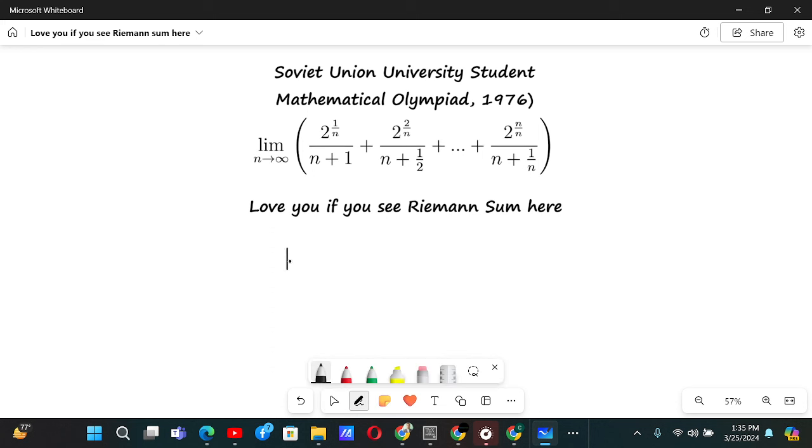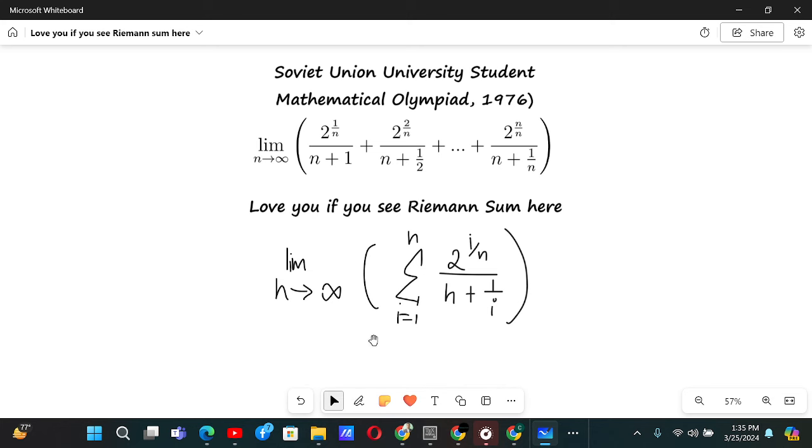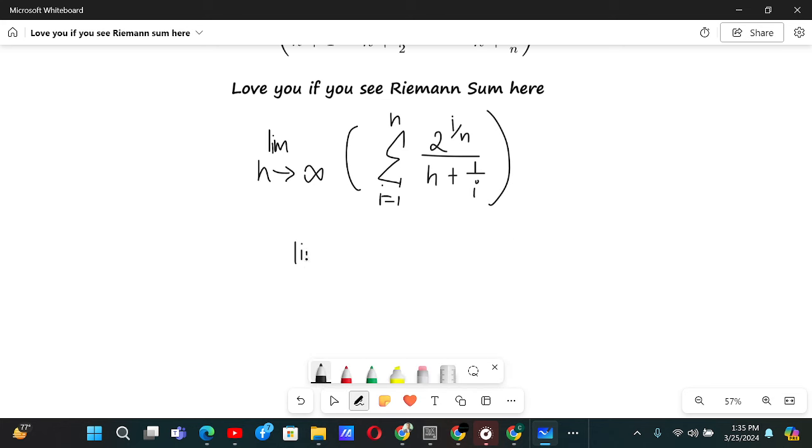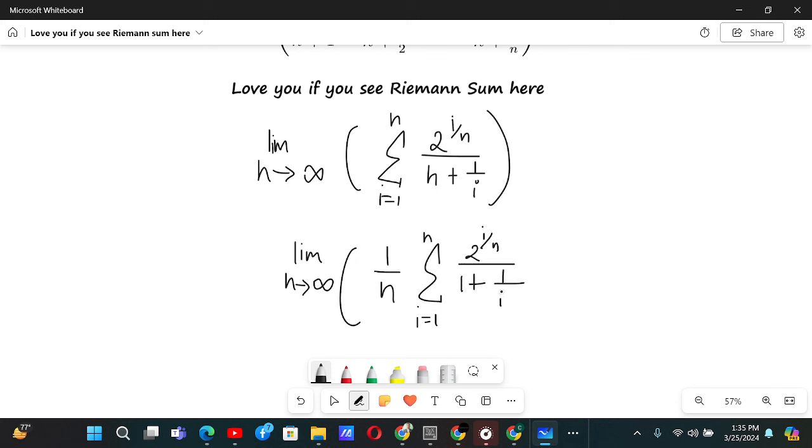Limit as n goes to infinity of the sum from i equals 1 to n of e to the power i by n, plus 1 by i. Yeah, and then let's take n common out. Limit as n goes to infinity of 1 by n, sum from i equals 1 to n of e to the power i by n, times (1 plus 1 by in).